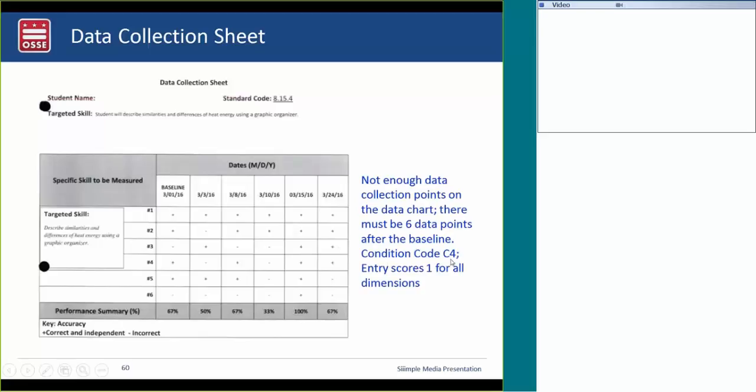Okay, this would get a condition code C4, so all the entries will score 1. This is still going to have a huge effect if you score 1 on one of your 3 entries. It's still going to push you down to below basic. Why we have so many below basic proficiency ratings, it's all about condition codes. That's what pushes most of them to below basic.